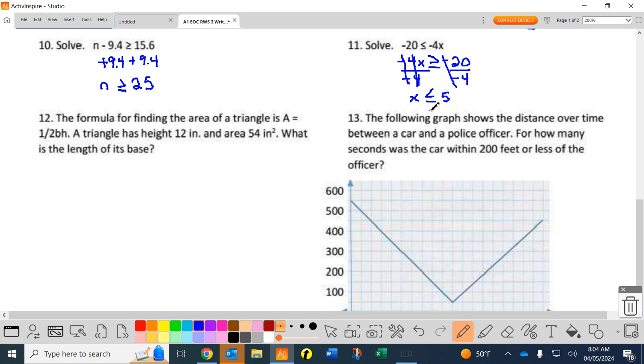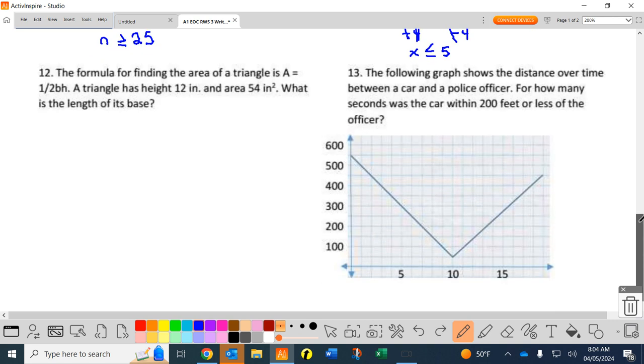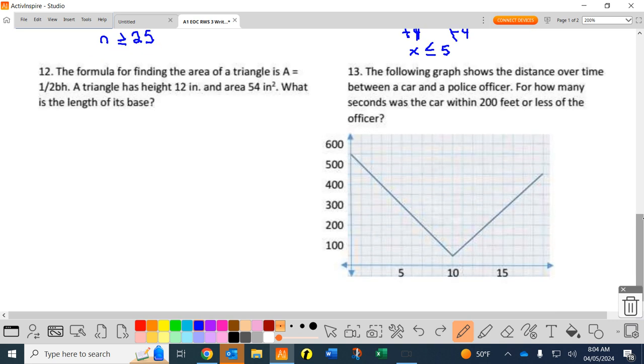Okay, last two on this front side. Let's see what we've got. The formula for finding the area of a triangle is, okay, so I'm going to write that out. Area equals 1/2 base times height. A triangle has a height of 12, so they're giving me the height right here is going to be 12. I'm going to go and plug that in.